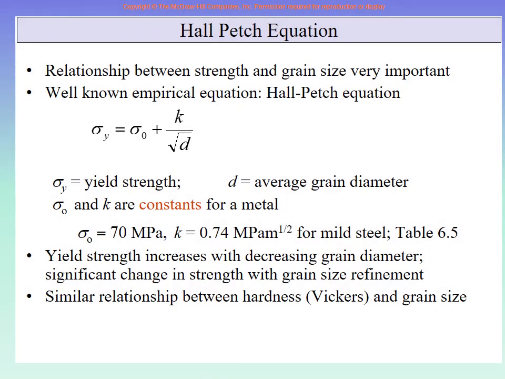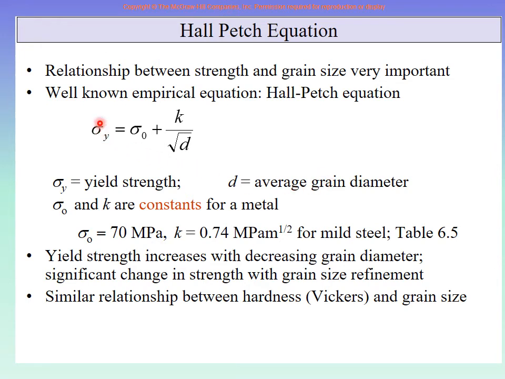Okay. Here we have an equation. Two scientists, Hall and Petch, together discovered this law. So it is called the Hall-Petch equation. This is the equation. Sigma y is the yield strength. Sigma naught is some constant strength number, a reference strength, and K is also a constant of the material. A small d is very important here. It is the average grain diameter, the average diameter of the crystal.